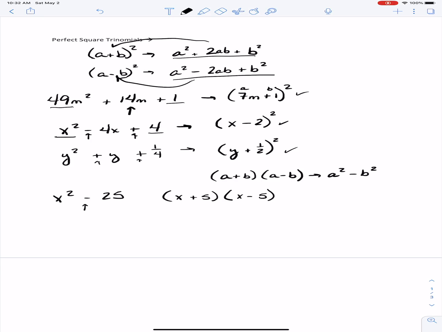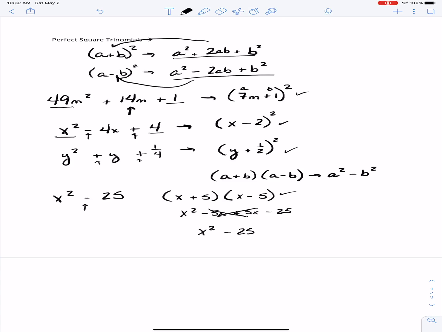Okay? And let me show you. Let's check our work to see if we do this. Let's FOIL. Well, x times x gives me x squared. X times negative 5 gives me negative 5x. 5 times x gives me positive 5x. And 5 times negative 5 gives me negative 25. These two cancel each other out. So we're left with x squared minus 25, which is what we started off with. So we know that this is the factor of that.